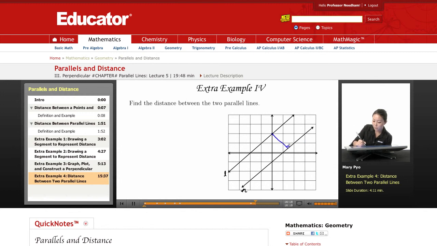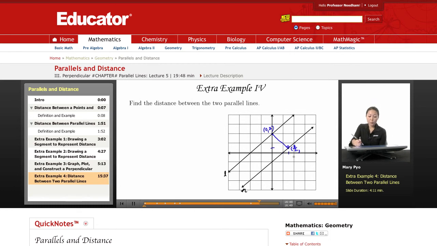Now, this point I know is 0, 2. This point I know is going to be 1.5, or maybe 3 over 2, same thing. 3 over 2, and right here that's going to be half. And I know that because it's halfway between these two. Okay, and same thing here. The slope is 1, so everything is going to be half.